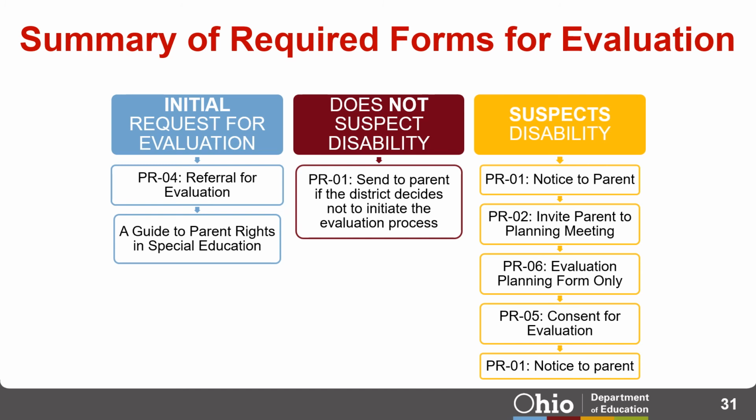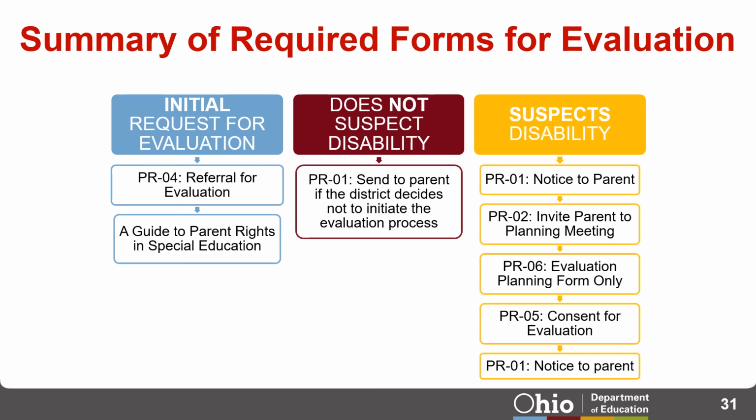If district does suspect a disability within 30 days of request for evaluation, PRO1 prior written notice to parents must be sent to the parents if the district decides to initiate the evaluation process. PRO2 parent invitation must be sent to the parents to invite them to the evaluation planning meeting. Evaluation planning form, component of PRO6, documents the results of the evaluation team planning meeting. PRO5 consent for evaluation, must be signed by the parent after the evaluation planning meeting. This form may be presented to the parents at the planning meeting to obtain their signature.